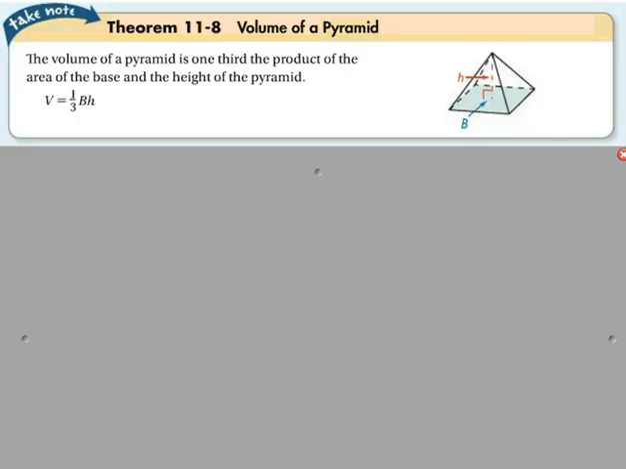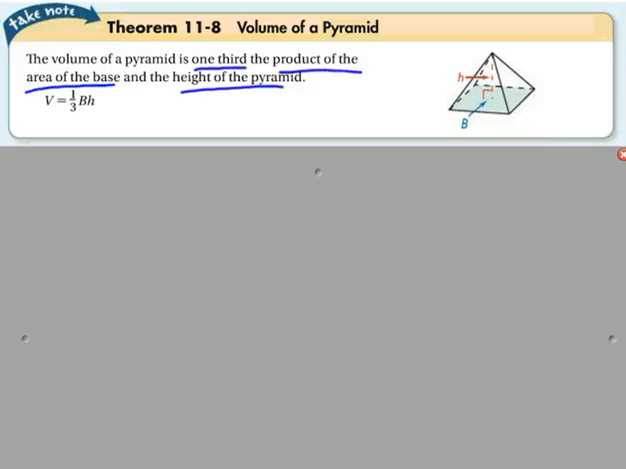I'm not going to explain right now why this is, but the volume of a pyramid is just 1/3 the product of the area of the base and the height. So you still do the area of the base times the height, but it's 1/3 of that. This is for both a pyramid and a cone.